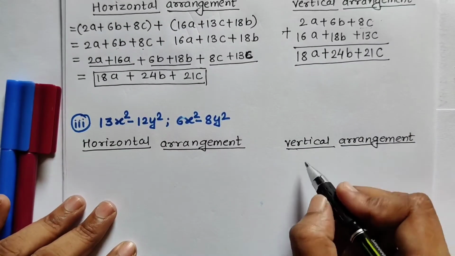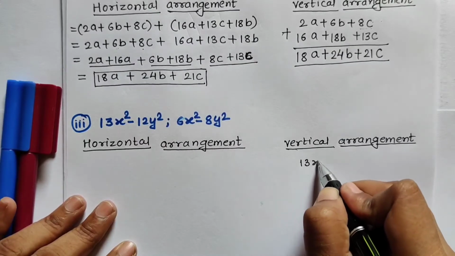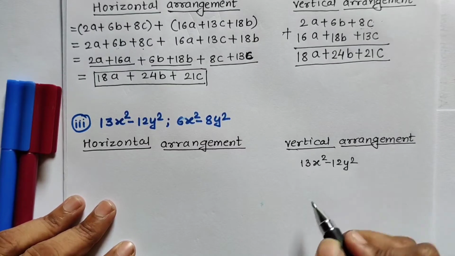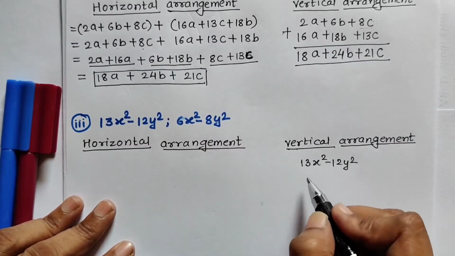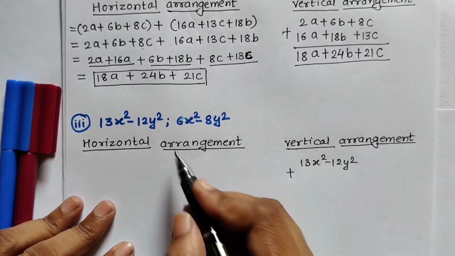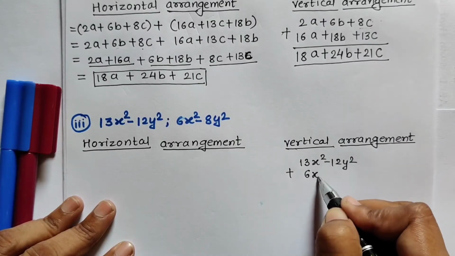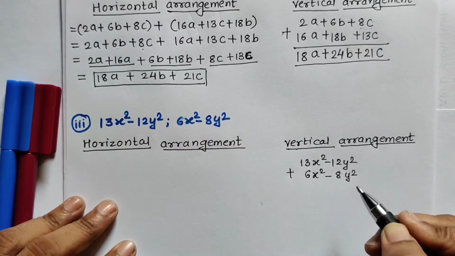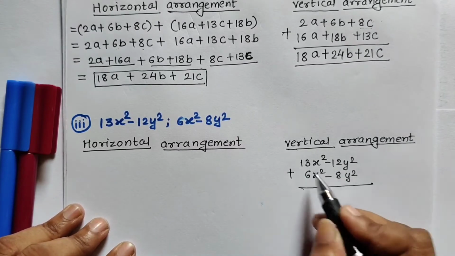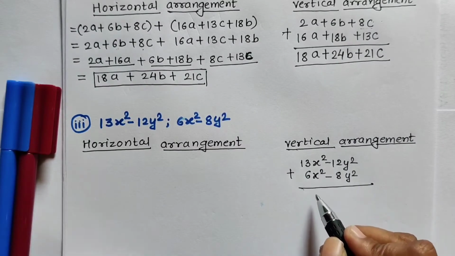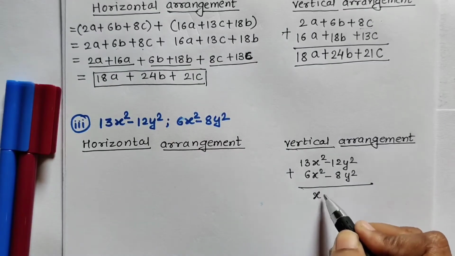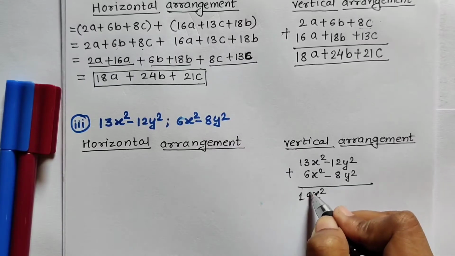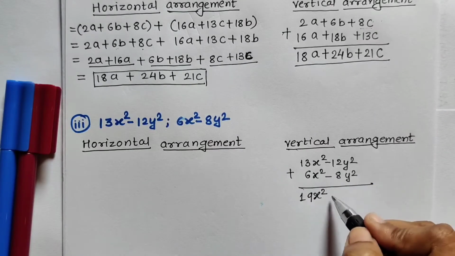So in vertical arrangement I am going to write 13x square minus 12y square, and we write the like terms below, one below the other. So 6x square will come here and minus 8y square will come below minus 12y square. Now 13x square plus 6x square, so x square is the common variable. 13 plus 6 is 19.